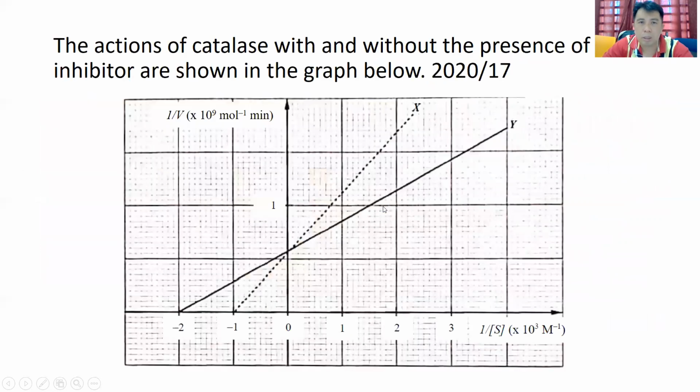So for the next question, year 2020, last year question. I modified the question a bit lah. So the action of the catalyst with and without the presence of inhibitor are shown in the graph below. I changed the unit here.